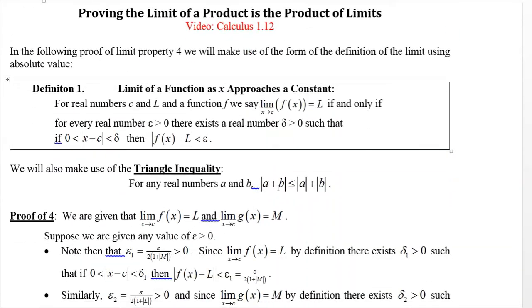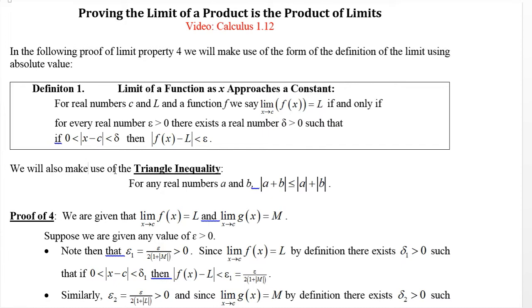Let's see if we can actually prove it. So we're going to make use of the formal definition of a limit using absolute value on this one. A lot of times I've been using a slightly different form, but we're going to use this form. For real numbers c and L and a function f, we say the limit as x approaches c of f of x equals L if and only if for every real number epsilon greater than 0, there exists a real number delta greater than 0, such that if 0 is less than the absolute value of x minus c, which is less than delta, then the absolute value of f of x minus L is less than epsilon. So that's the way to phrase those inequalities in terms of absolute values.